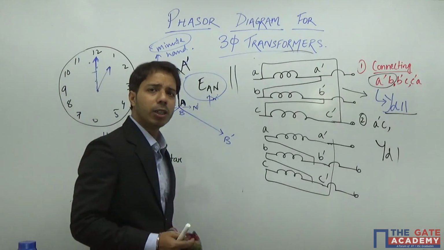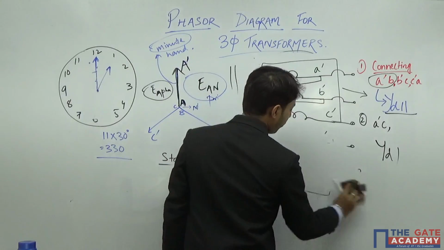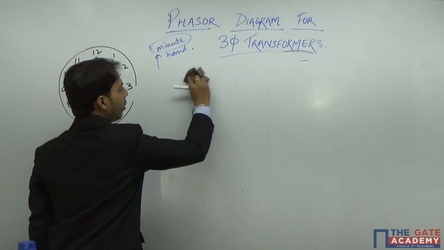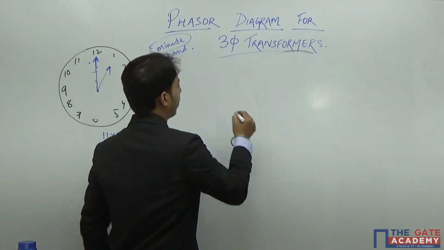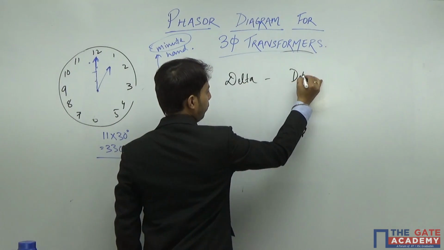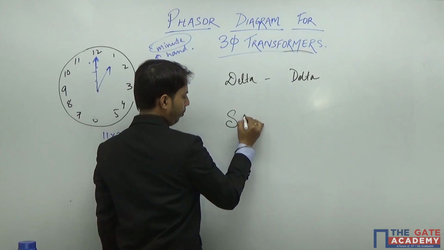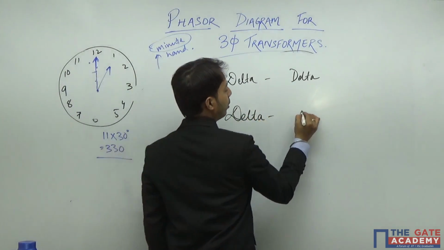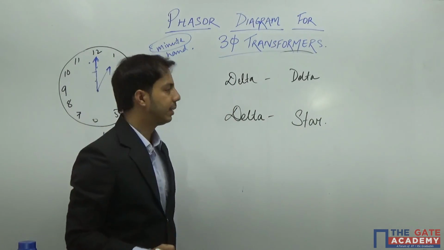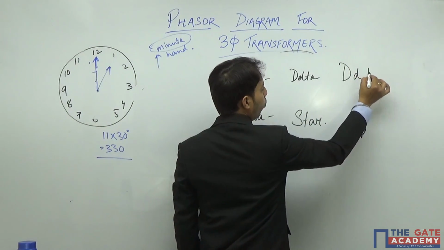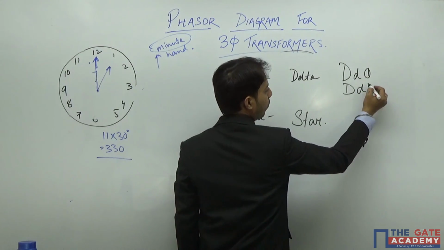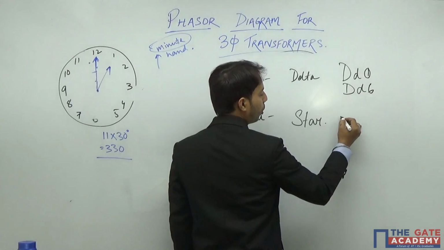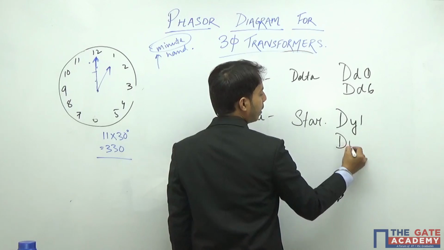Now let us go back to the GATE problem which was given, and let us see whether we can solve that question with what we have learned. Whatever we have learned till now, we can also apply the same thing for delta-delta connection and delta-star connection. As I have already said, delta-delta has two possible connections, DD0 and DD6, that means 0 degree or 180 degree difference. And in delta-star connection, there will be two possible ways, delta-star 1 or delta-star 11.